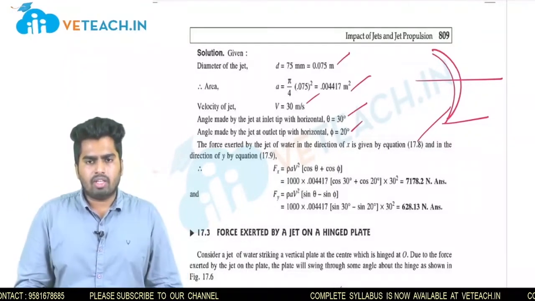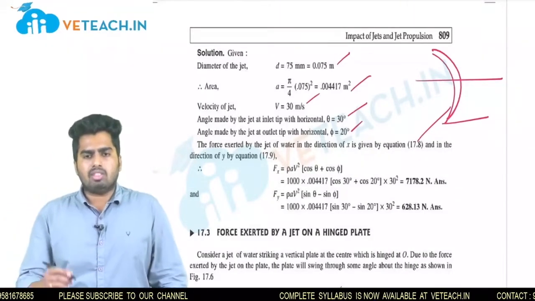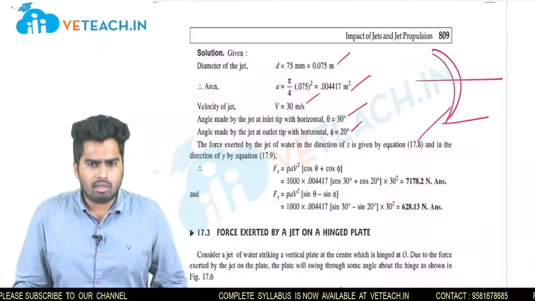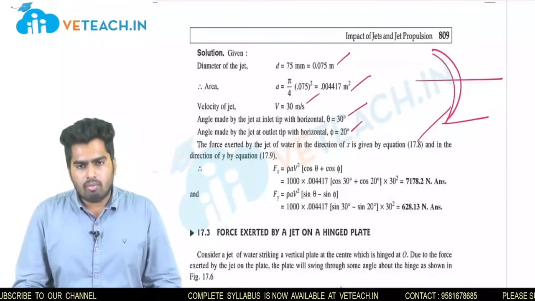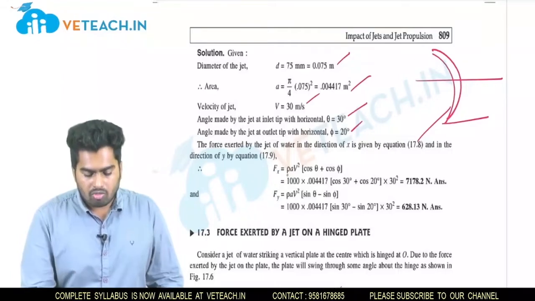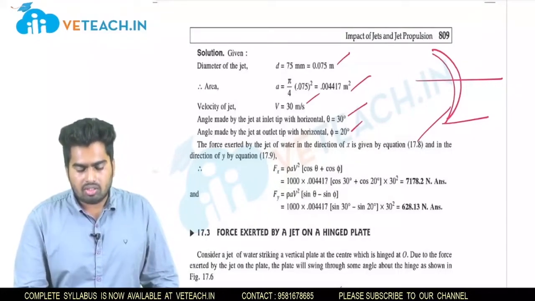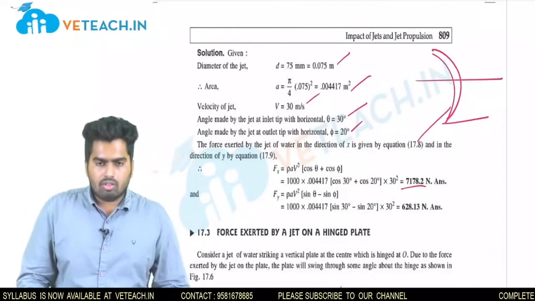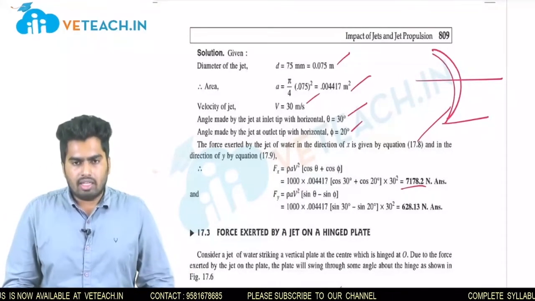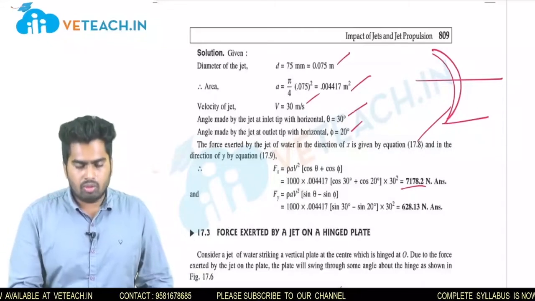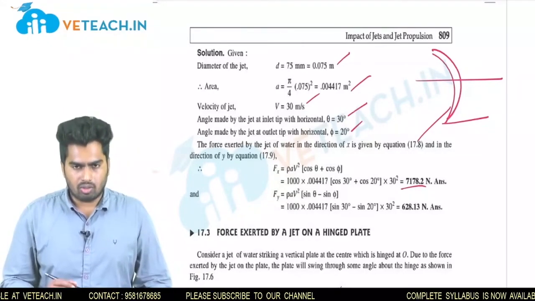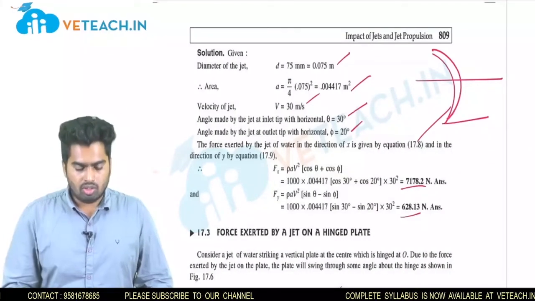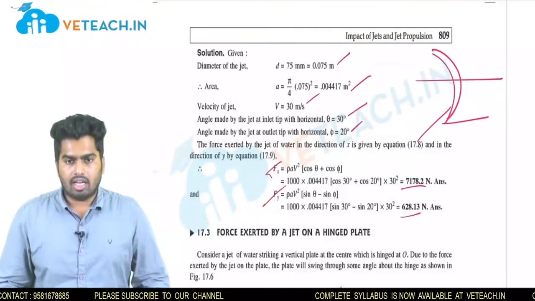So what is the formula for Fx? If it is a symmetric plate, the formula will be rho a v square (cos theta plus cos theta). As it is an unsymmetric plate, the formula will be rho a v square (cos theta plus cos phi). If we substitute rho, a, v, cos theta and cos phi, we will get the answer as 7178.2 newtons. And for Fy, the formula will be rho a v square (sin theta minus sin phi). If we substitute the density, area of jet, velocity of jet, and theta and phi values, you will get Fy as 628.13 newtons. So this is how to find Fx and Fy for an unsymmetric plate.